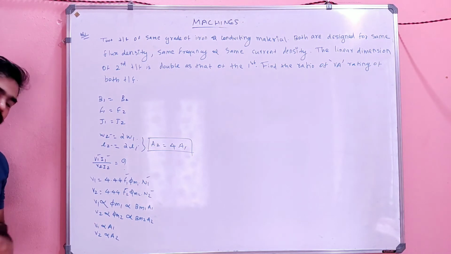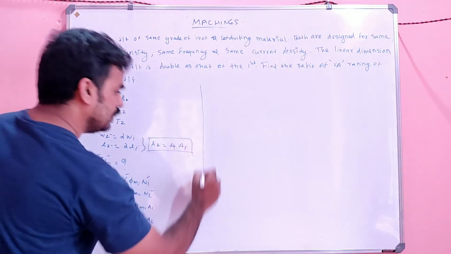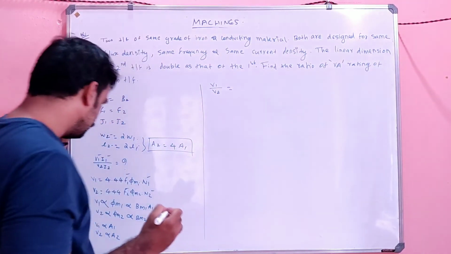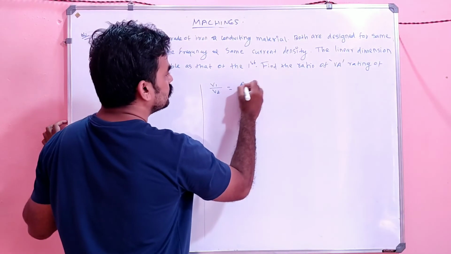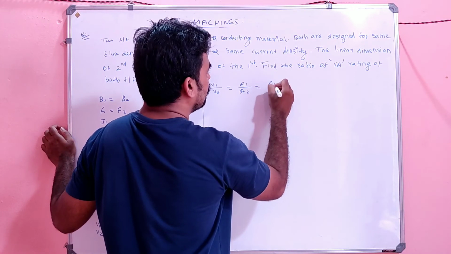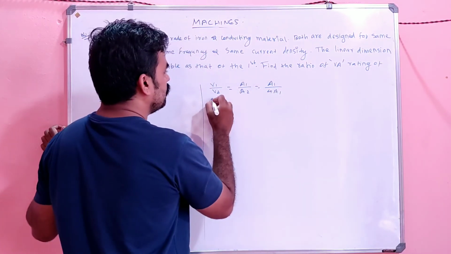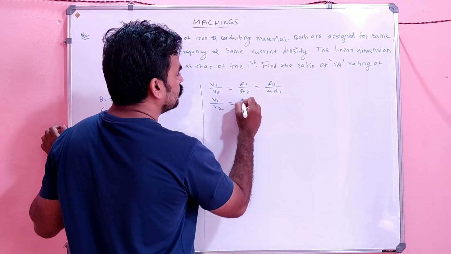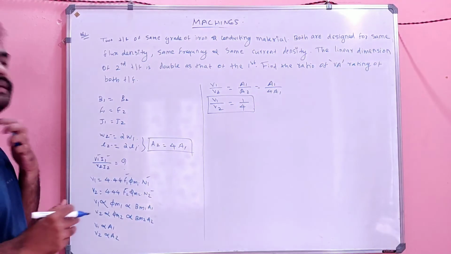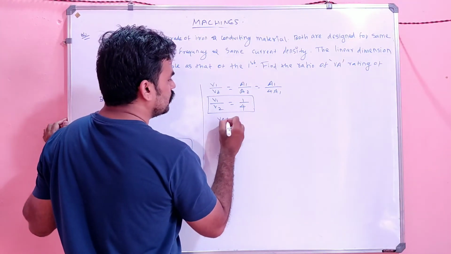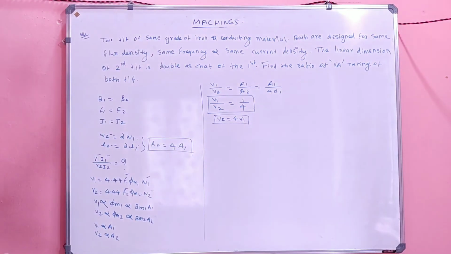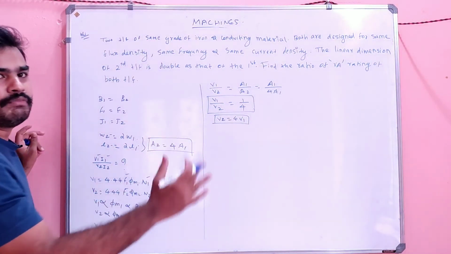Very important conclusion, my dears. So V1 by V2 will be equal to what? A1 by A2. But initially you found A2 is equal to 4A1, so A1 by 4A1, V1 by V2 equals 1 by 4. Very important relation: V1 by V2 equal to 1 by 4, or simply V2 equal to 4V1. So you got the relationship between V2 and V1.